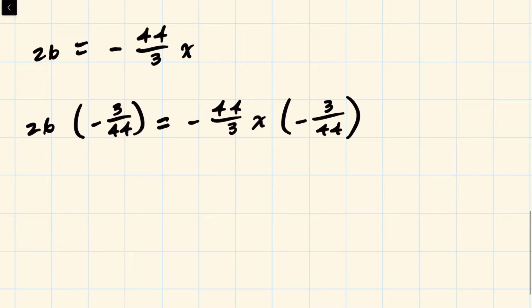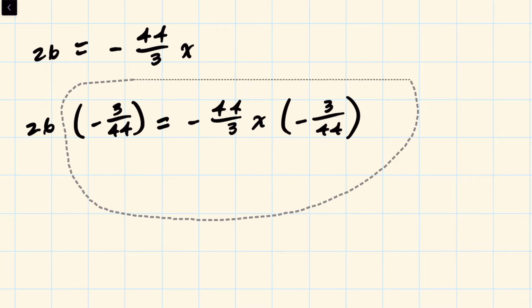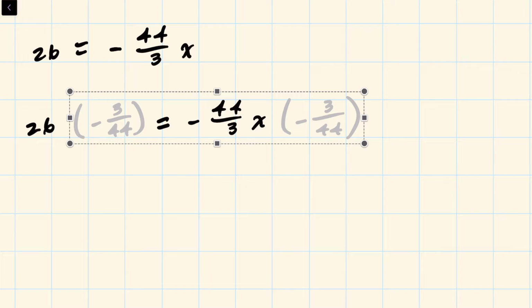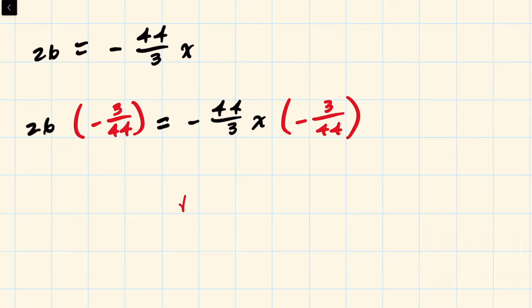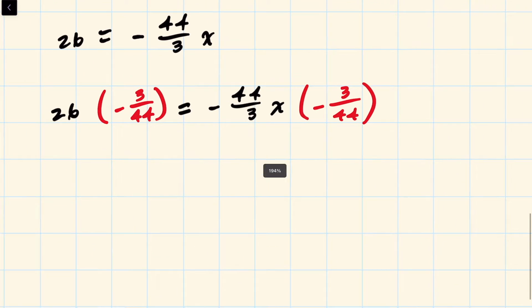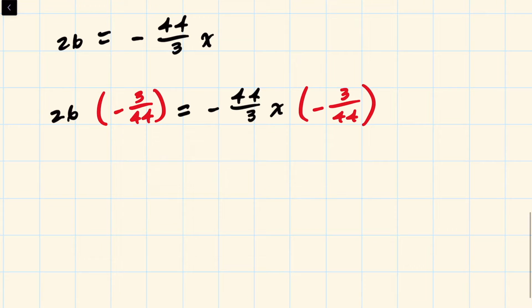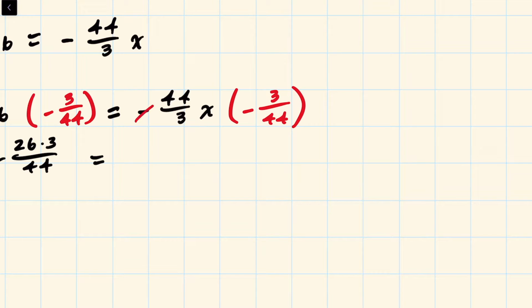Right? Because what you do to one side, you must do to the other, or else the equation becomes false. So 26 multiplied by 3, we're going to have in our numerator here, over 44, and that's negative. Equals, so the negatives will cancel out, the 44s will cancel out, and the 3s will cancel out. So all we're left with is x.